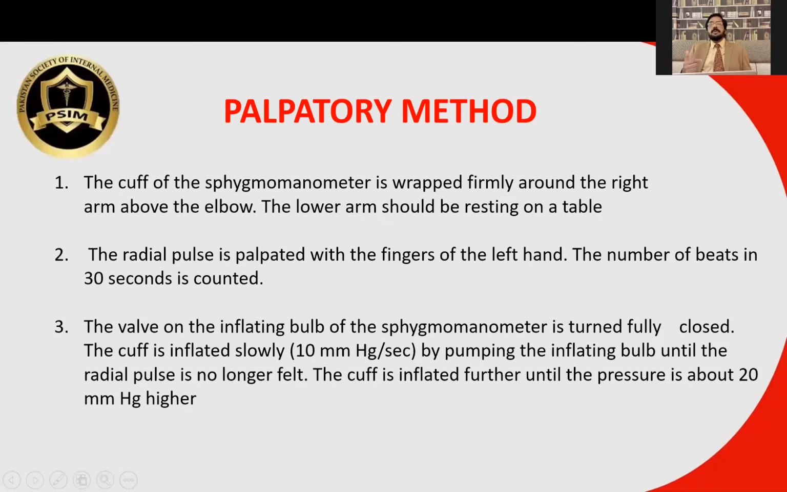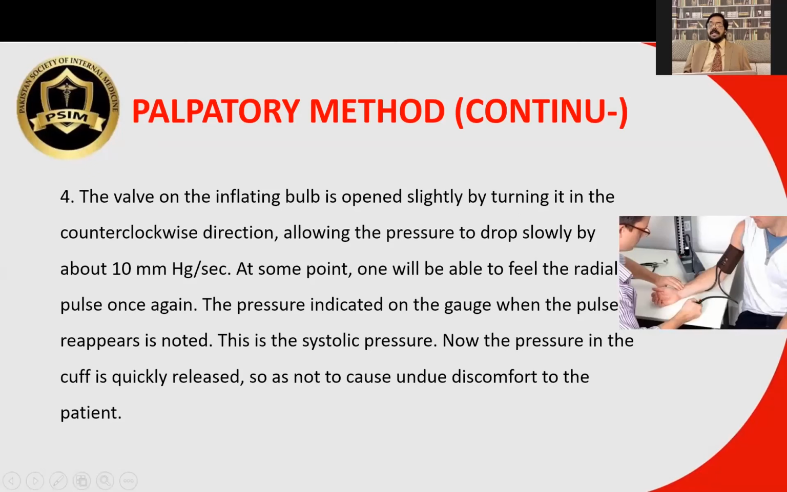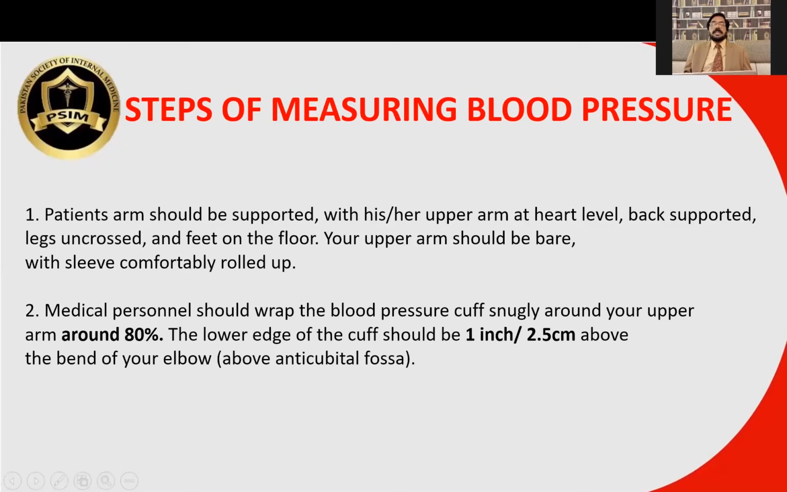So the first point is that in the palpatory method, when you are inflating and there is occlusion of the brachial artery and you are unable to find the pulse, that is considered the rough method by which you can take the blood pressure. This will give you a rough idea of how far you are going to inflate your cuff when you are heading towards the auscultatory method. This is one. Now coming to the steps of taking the blood pressure.